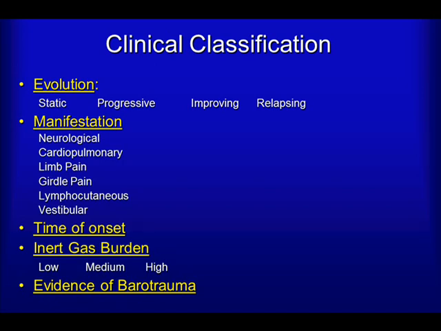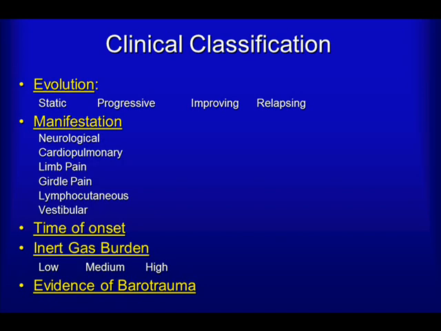The second component is the system or part of the body that's affected, and these, relatively simplistically, are categorized as neurological, cardiopulmonary, limb pain, girdle pain, lymphocutaneous, or vestibular.